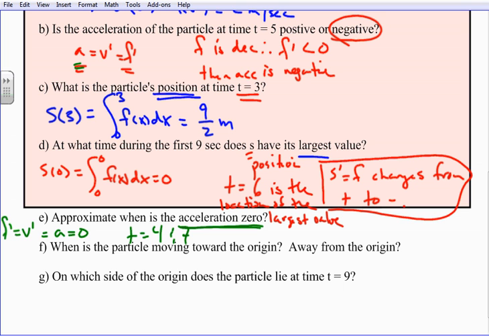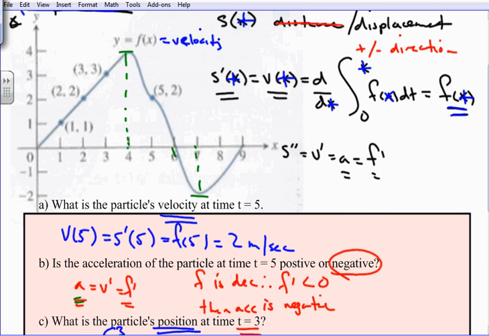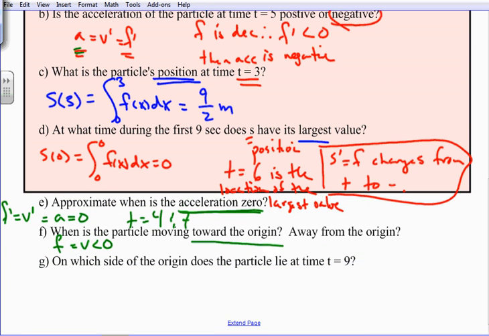When is the particle moving toward the origin? Toward the origin is when the velocity is going to be negative, so less than 0. The velocity we know is f. So we're looking for when the velocity is negative. That's moving to the left. It's moving negative from 6 to 9, so right here, from 6 to 9 on that interval.